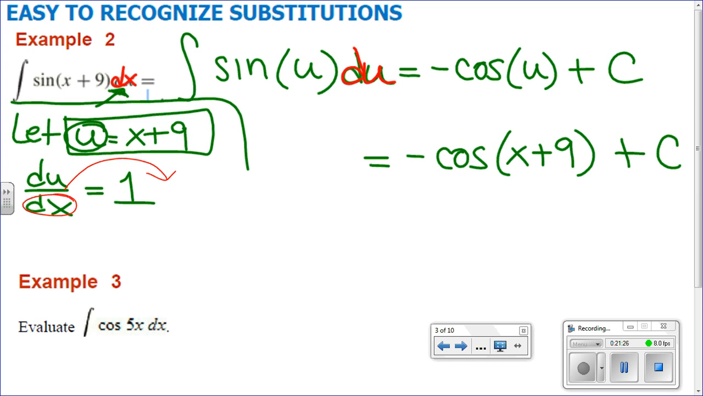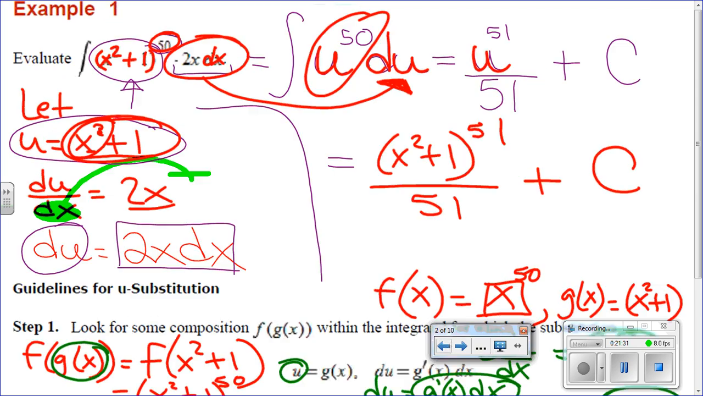But in the one before that, it said 2x dx. How can we do anything with 2x? Because the whole 2x dx was replaced with du. So once we substituted with du, we lost that whole part. Sometimes the du is going to be dx by itself. Sometimes du is going to be something times dx.